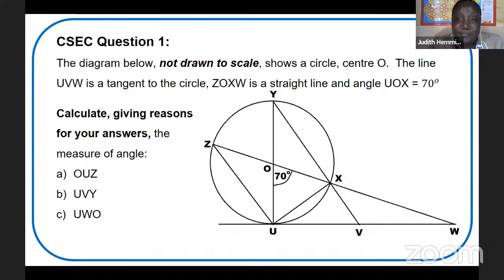The line UVW is a tangent to the circle. ZOXW is a straight line and angle UOX measures 70 degrees. Calculate, giving reasons for your answers, and that's important. You're told that you need the reason, and it also carries a mark at least. So it's important for you to be able to give your reasons. The measure of angle OUZ, UVY, and UWO.